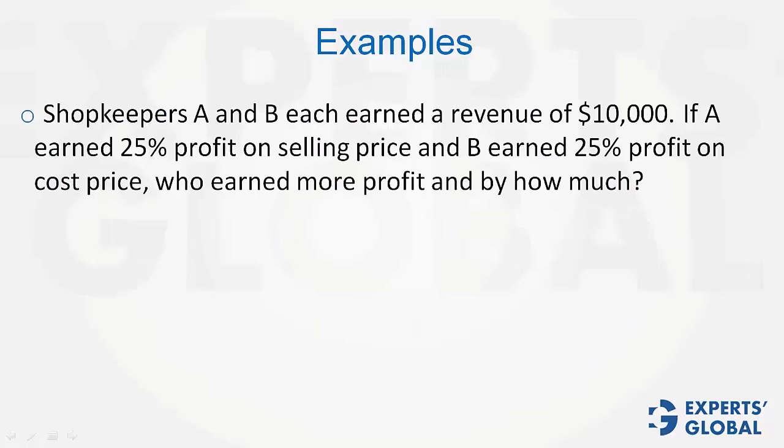Look at this one. Please pause the video, try solving it yourself. There are two shopkeepers, A and B. Now selling price and cost price, followed by profit. What is the relationship? Selling price minus cost price equals profit. Now the selling price for each of them. The revenue is $10,000. So $10,000 for A and $10,000 for B.